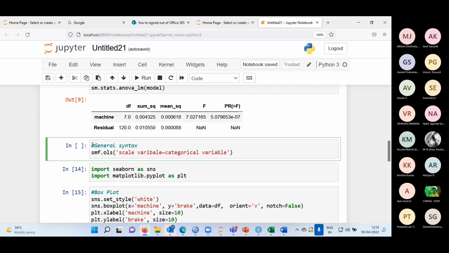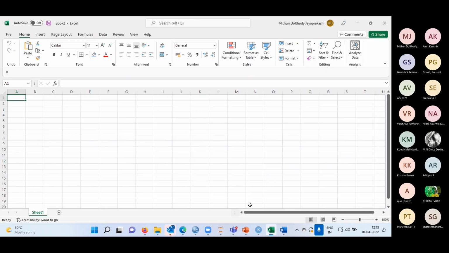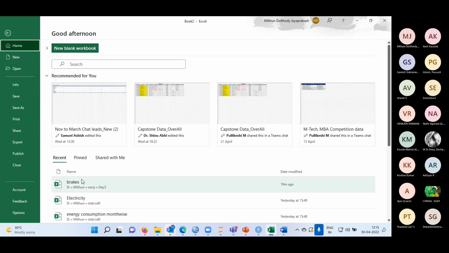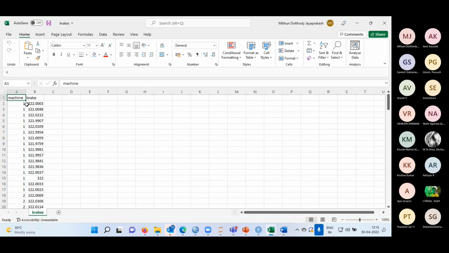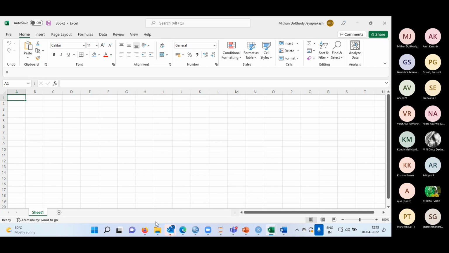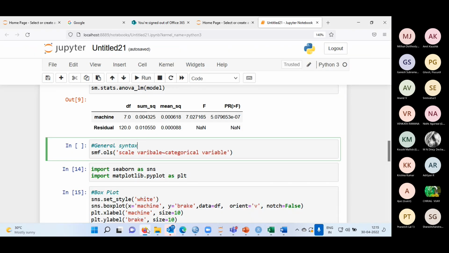So in the Excel, when you open up breaks, what is it? In Excel, when you open up breaks, there are 2 columns that you can see, correct? The first variable is categorical and the second variable is scale. For the first variable, there is no point taking mean. For the second variable, which is a scale variable, we have to take the mean. So what we are doing in this ANOVA is that the scale variable should be specified first.